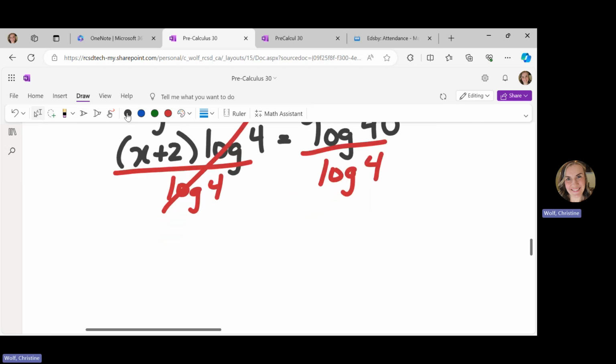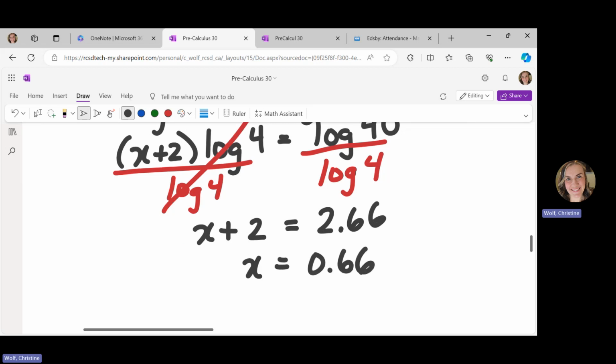So now what we have, if we do that, is we have x plus 2 all alone on the left. And then on the right, find this decimal. Okay, so on your calculator, figure out what's log of 40. And then divide that by the log of 4. And you should get, oh, I did it the other way for this one. You should get something like 2.66. Yeah, okay. And then to solve for x, you subtract 2 to both sides. Boom. Okay, so we did that whole question without distributing it at all.